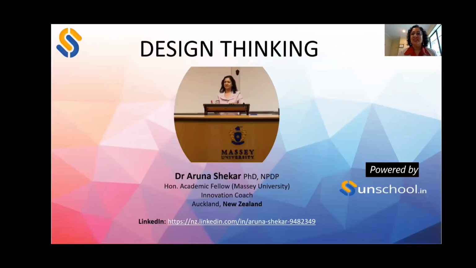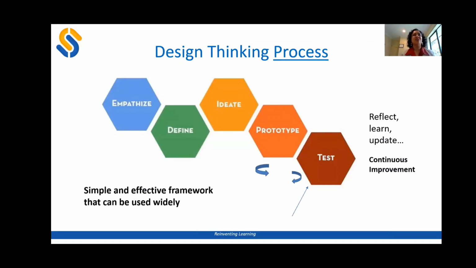It's good that you've learned quite a bit from the start. You went through the introduction, you went through all of the stages, and now we are at the last stage of design thinking. My name is Aruna Shekhar, and I have had decades of experience in this field, so I can share a lot of my own experiences and examples.